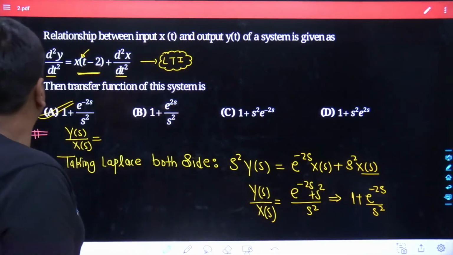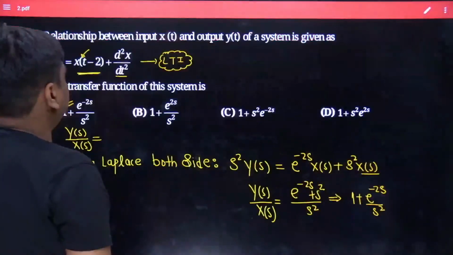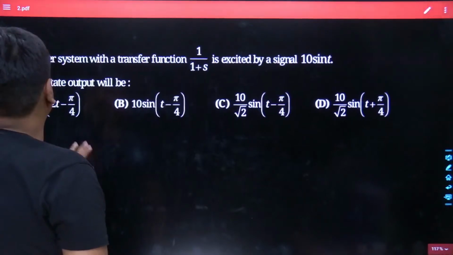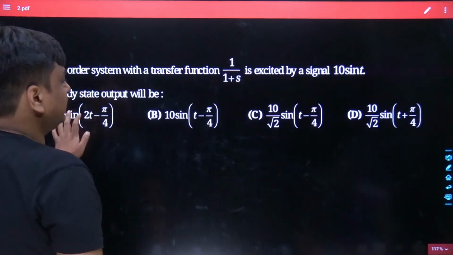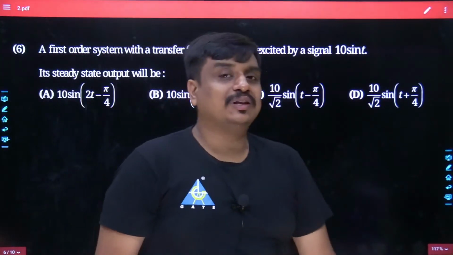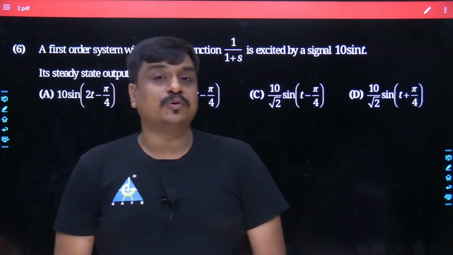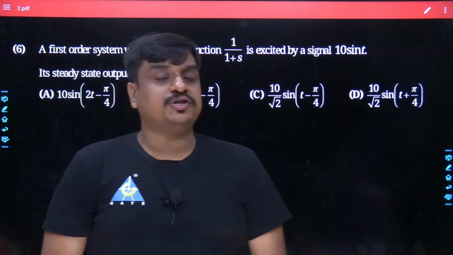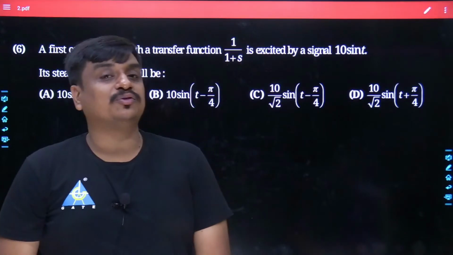At any case, I am going to take around 6 to 7 problems on a daily basis. So this is all about today's class. In tomorrow's class, we are going to take a few of the critical questions based on the concept of steady state response. That's the first thing. Once we are done with the steady state response, we will be taking a few questions based on the concept of the initial as well as final value theorem.